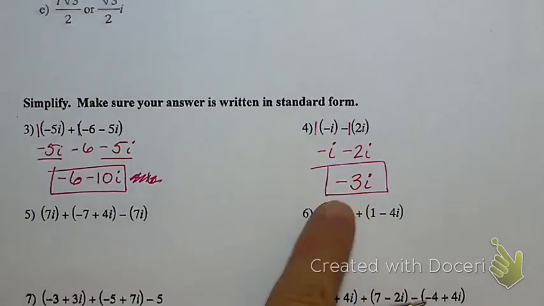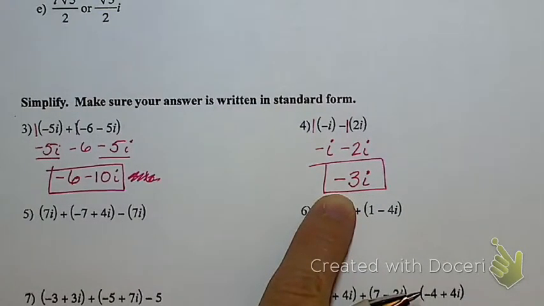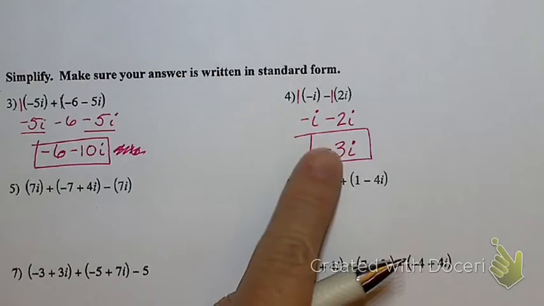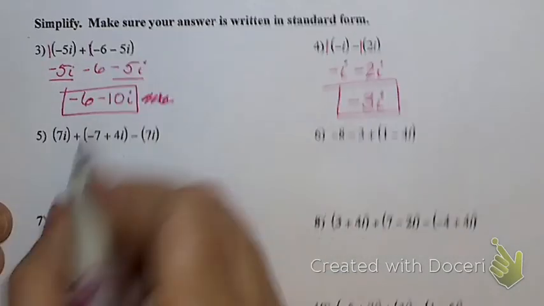Now, if I asked you about standard form, what's A? 0. And B is, or the imaginary part is negative 3i. B is actually just the negative 3. All right, so let's go to this guy.